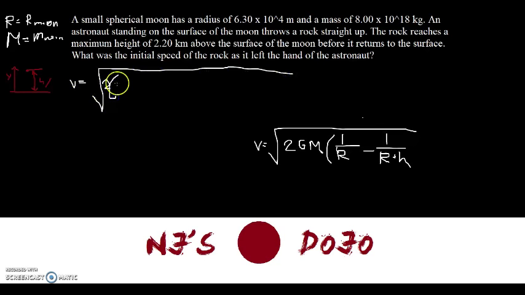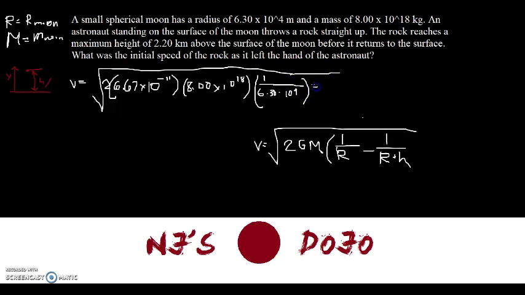2 multiplied by the gravitational constant 6.67 times 10 to the power of negative 11, multiplied by the mass of the moon 8.00 times 10 to the power of 18, multiplied by 1 over 6.30 times 10 to the power of 4, plus the same thing. Let's put a bracket here to make it more specific.